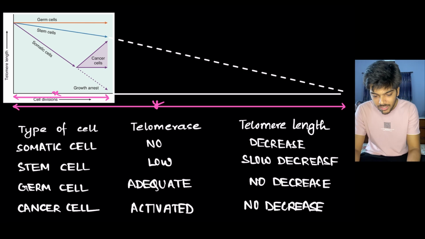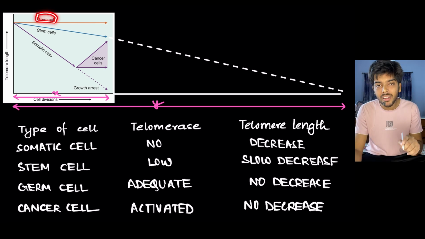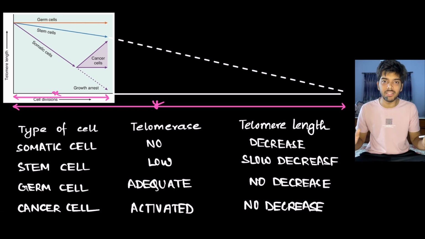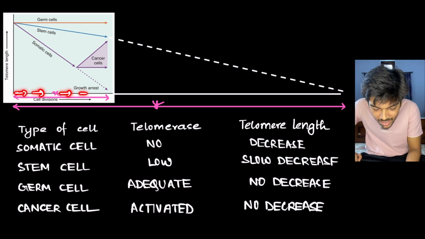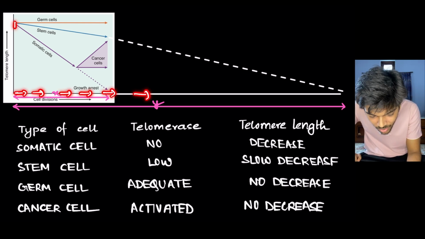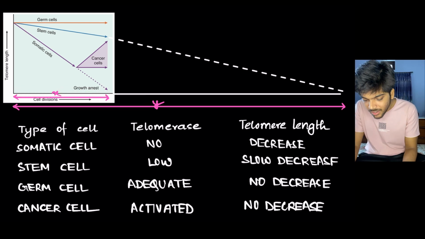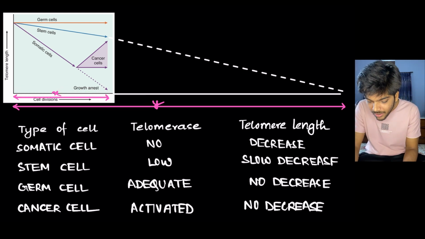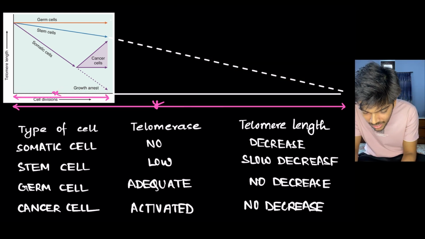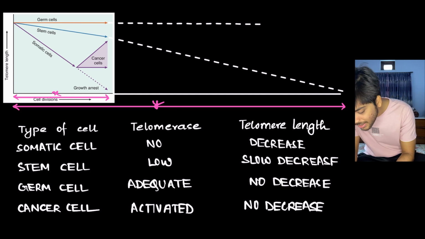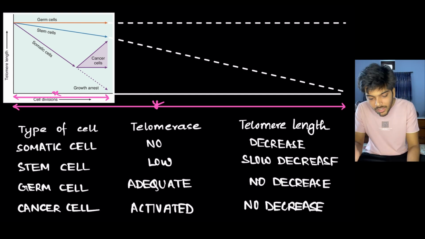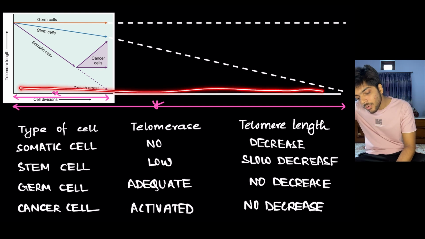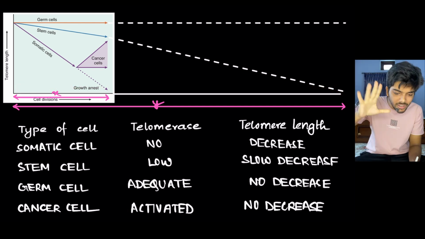Okay, third, let's compare that with germ cell. In germ cell, there is adequate telomerase activity. That means with every cell division, the telomere length is not decreasing. So see, the telomere length remains as it is. With every cell division, the telomere length is remaining as it is. So the cell division is still infinite. The cell division goes and telomere length does not decrease.